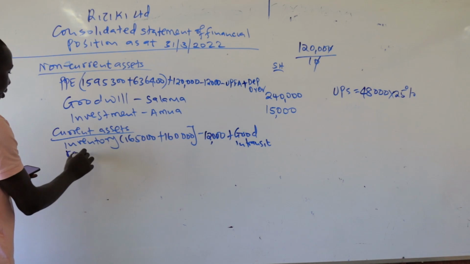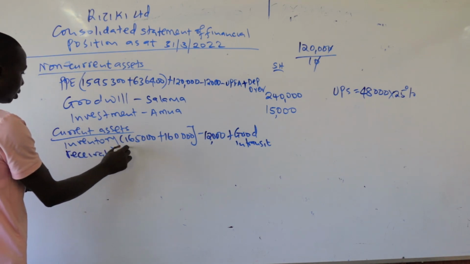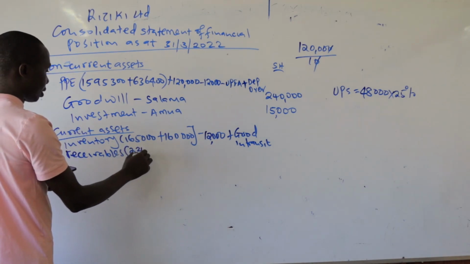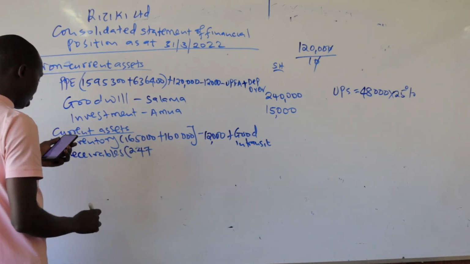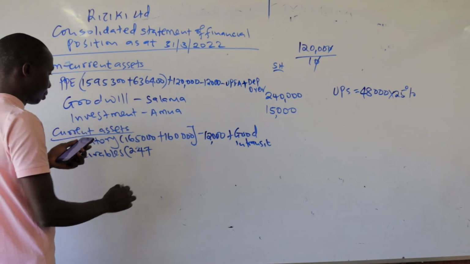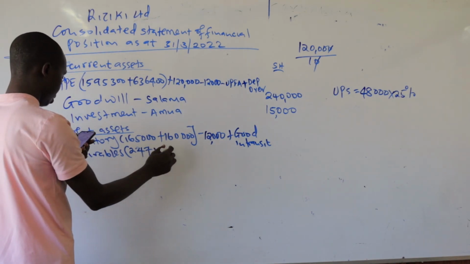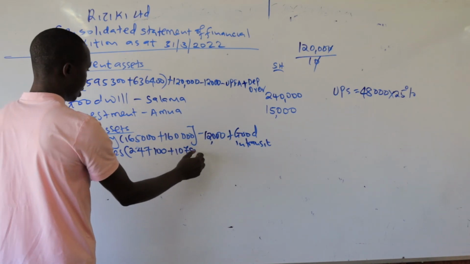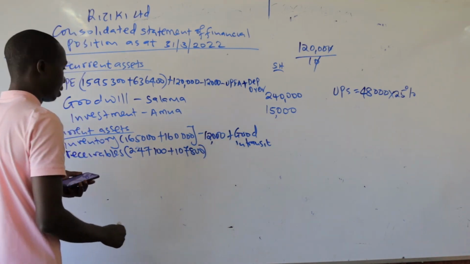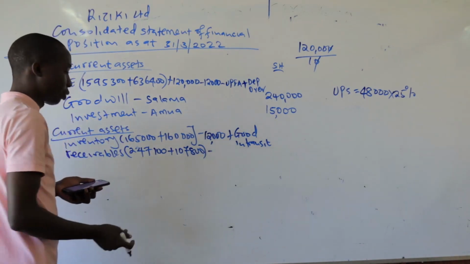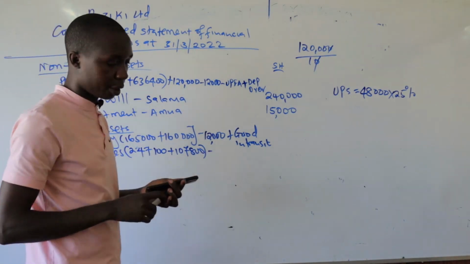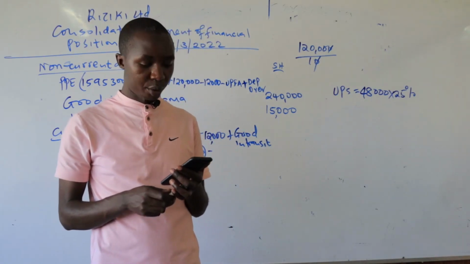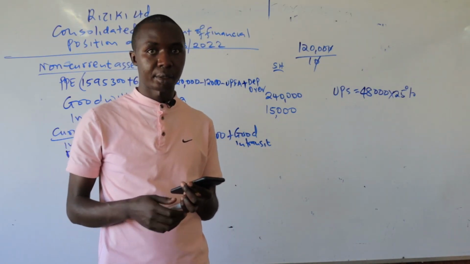So after that we have the receivables. For the receivables, I will talk about 247,100 plus 107,800. You are supposed to deduct the intergroup owings and the cash in transit.